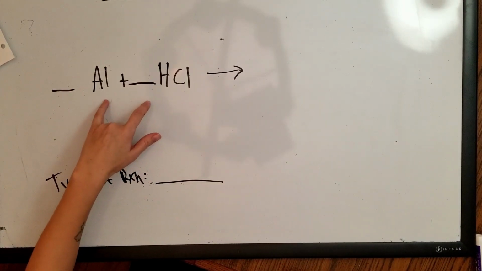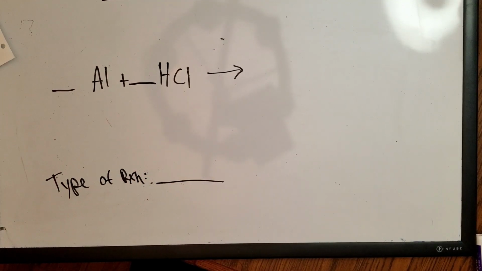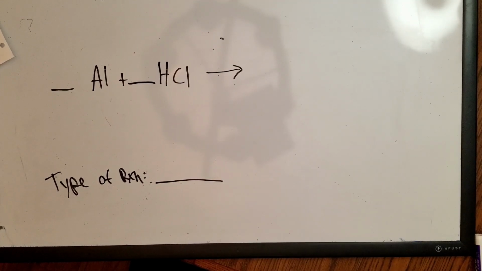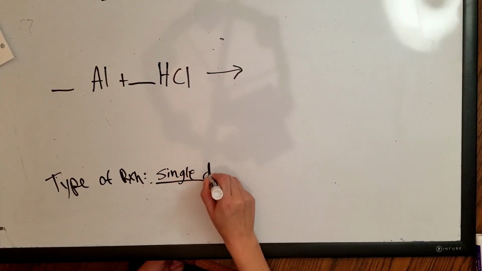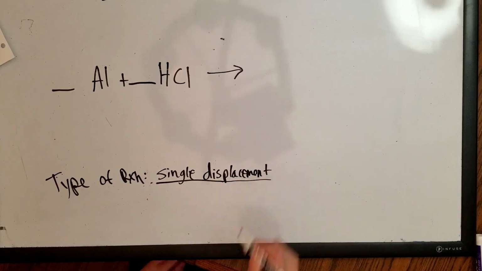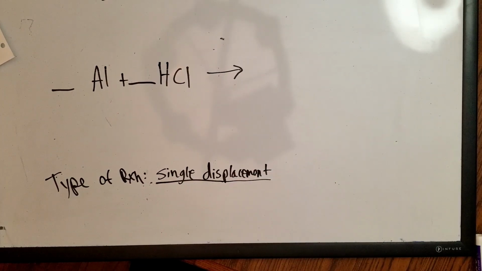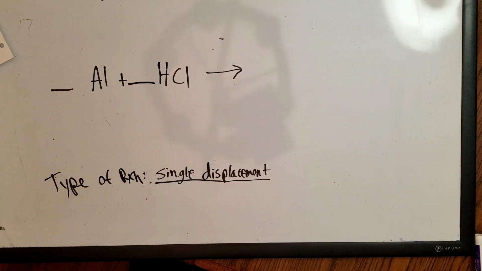So if I have aluminum, a metal by itself, reacting with a compound. So out of synthesis, decomposition, single replacement, double replacement, and combustion, what type of reaction is this? So it's going to be single displacement. All right. So single displacement because an element by itself is reacting with a compound. Okay, so now we need to predict the products.